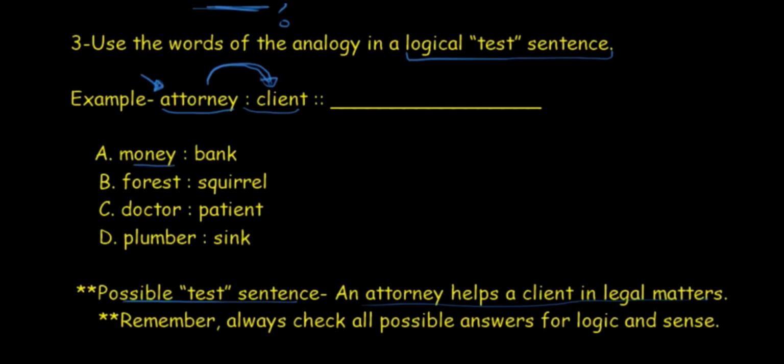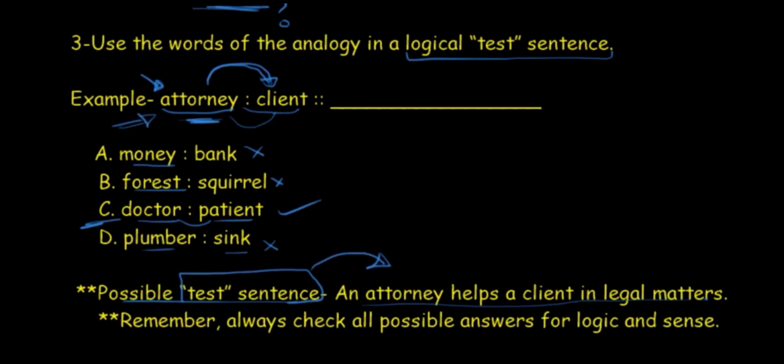So can I say a money helps a bank? No. A forest helps a squirrel? No. A doctor helps a patient? Yes. A plumber helps a sink? No. So basically, this is career related. Attorney, doctor. An attorney is helping a client, a doctor is helping a patient. Do you see how we build something called a test sentence and apply it to the question, and then apply it to the options as well to work out which is the closest?